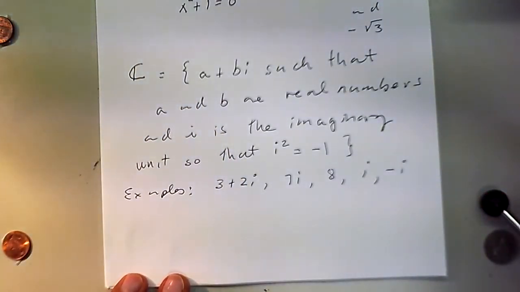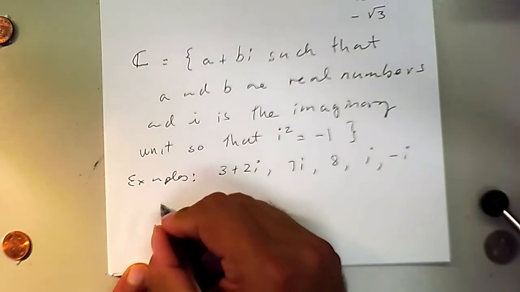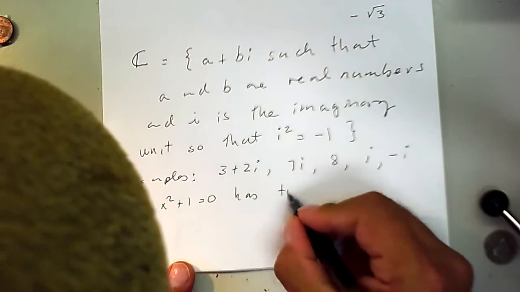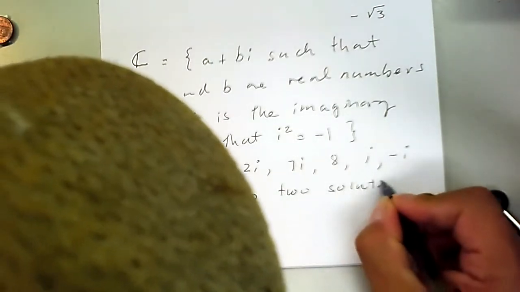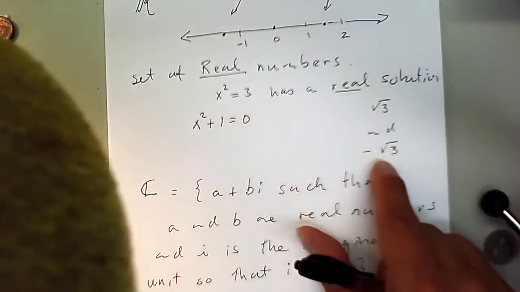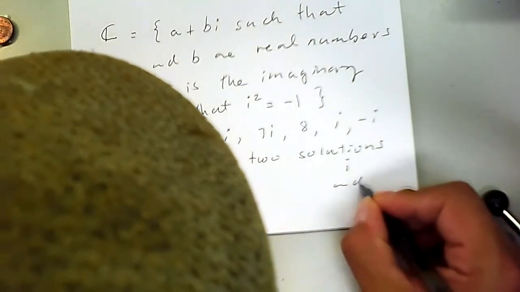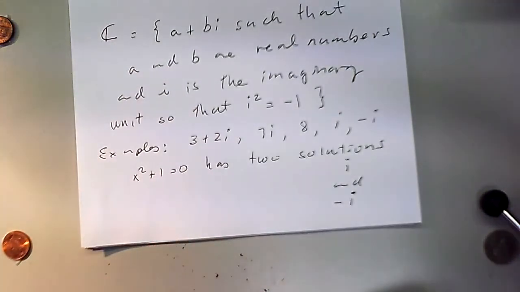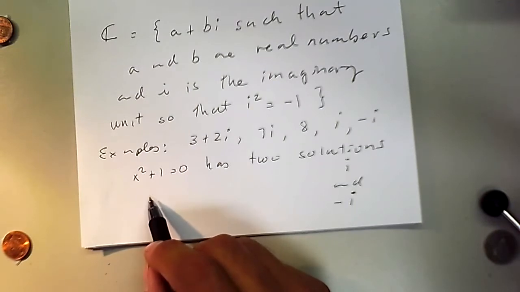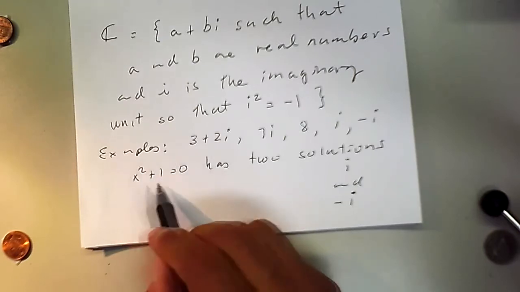All right. So with this set, we are able to solve this equation. X squared plus 1 equals 0 has two solutions, just like this one has two solutions, square root of 3 and negative square root of 3. This one has solutions i and the opposite of i. So there are two solutions for this equation. And now we are able to solve every algebraic equation that we can come up with.